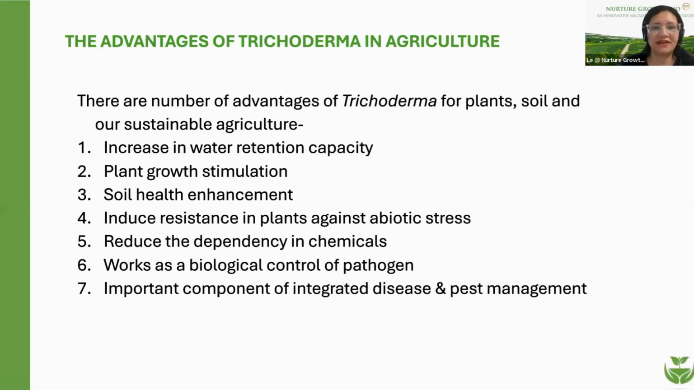Now let's talk about the advantages of Trichoderma in agriculture. There are a number of advantages of Trichoderma for the plants, to maintain the soil health as well as our environment. First is the increase in water retention capacity. Trichoderma releases many exudates and interacts with the root area. It is helpful in binding the soil particles together, increasing the soil aggregation. This soil aggregation helps towards increasing the soil porosity and the water retention capacity of the soil.